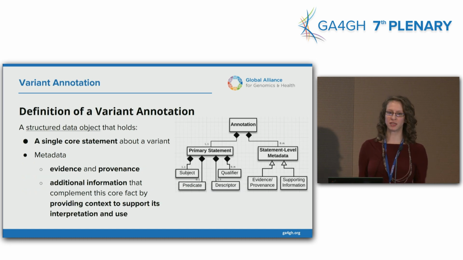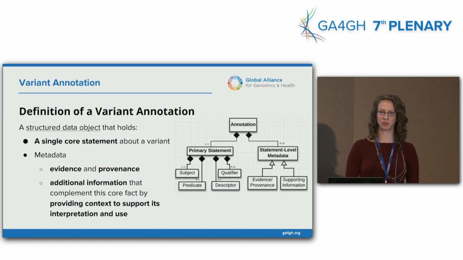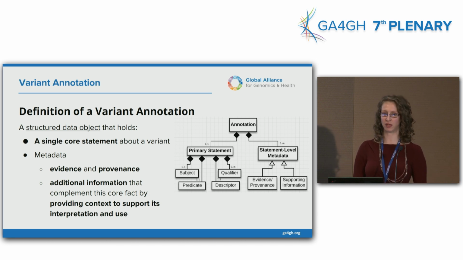Now, when you represent a variant, the real purpose is to be able to say why you care about the variant. Because you want to know what knowledge out there exists about this variant. So you need to be able to model the annotations for the variant. And so these variant annotations that we're creating include a core statement about the variant, but also include metadata, evidence and provenance, and any additional information that can provide context about the information.